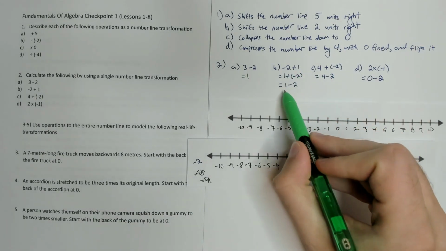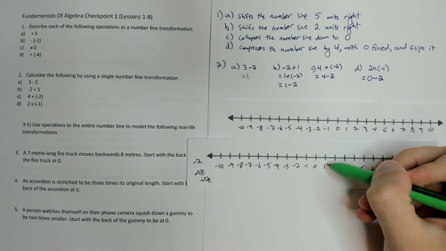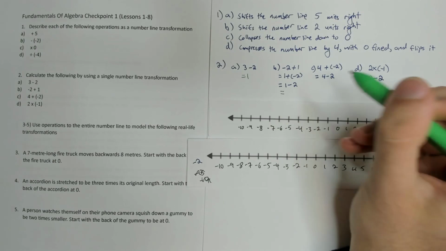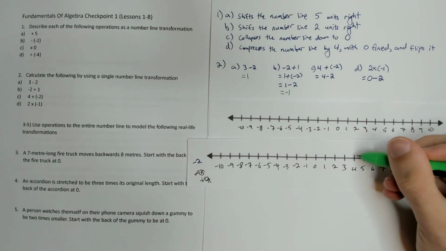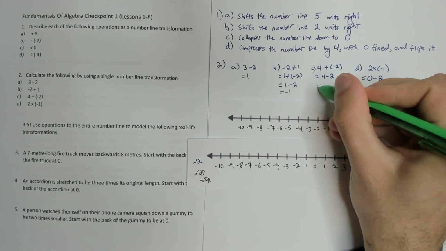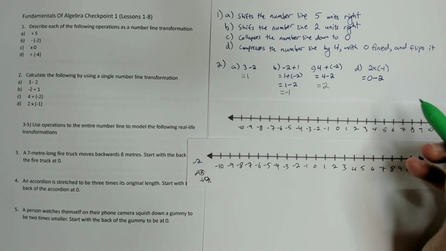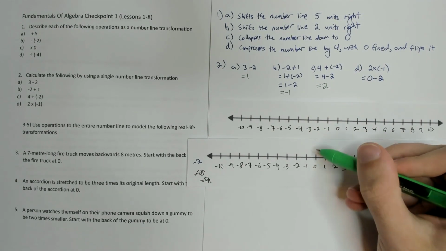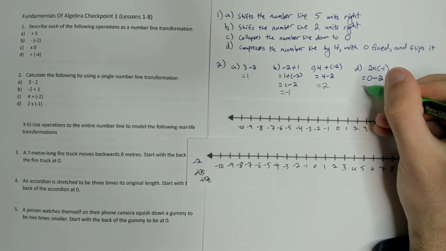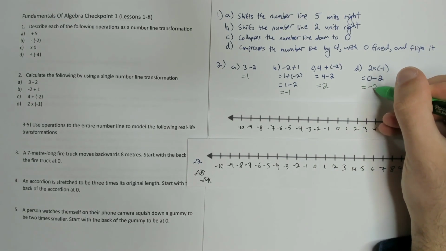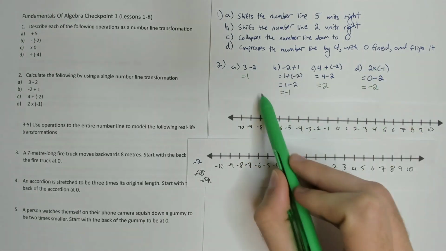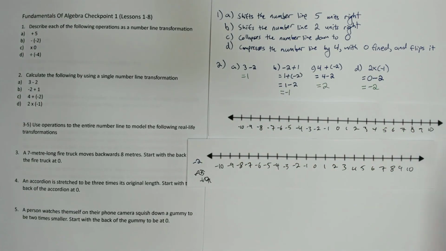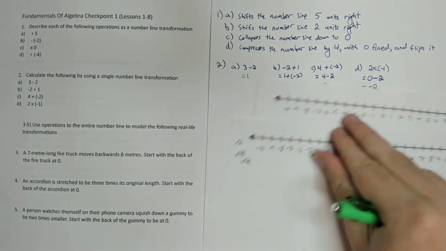Next up, 1 minus 2. 1 lines up with negative 1, so that means 1 minus 2 has to be negative 1. 4 minus 2. 4 lines up with 2, that means 4 minus 2 has to be 2. And 0 minus 2. 0 lines up with negative 2, that means 0 minus 2 has to be negative 2. And that is the answer to all the original things, and we were able to answer them all by using one number line shifting. All right, let's move on.